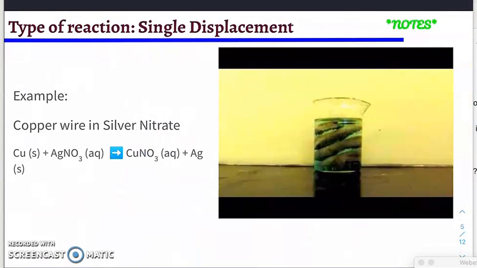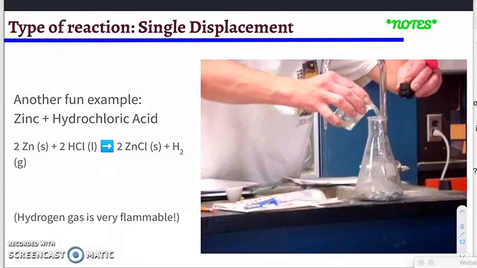So here's a video of an example of a single displacement reaction. Go to the Google Slide links to watch this. Hopefully it works. If not, let me know and I'll find the YouTube video for you. And then this is just another example of a single displacement. You can tell in the formula because we have an element and then a compound, and then there's a compound and an element on the other side.